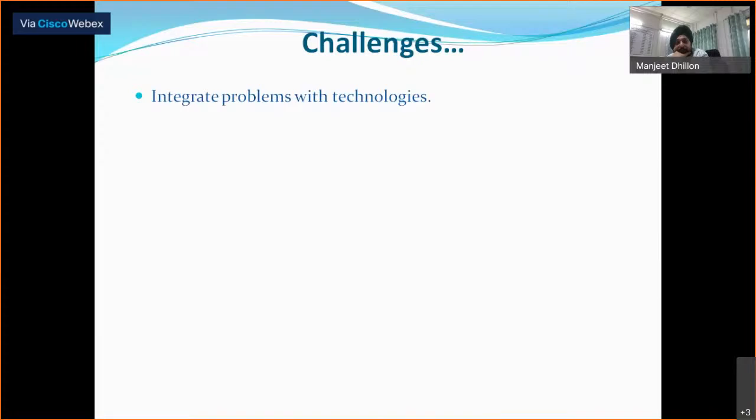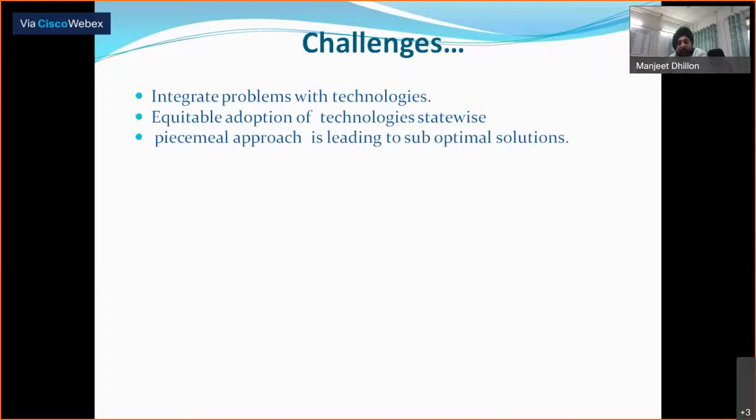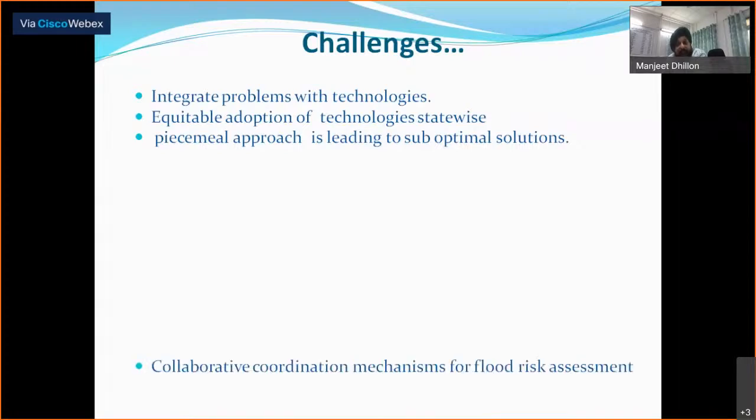Now I tried to list out the challenges yesterday, and you can see that the different states are at different levels of problems and different levels of technology adoption. They need to do equitable adoption of technologies. That is why a central organization like, for example, NIDM and GFCC can play a big role. And there's a piecemeal approach. That means they just repair an embankment at one place, and next year again it fails, and again they repair it. So this approach does not lead to an optimal solution. Instead of doing holistic morphological studies with the help of drone surveys or satellite imagery, that should be done by central agencies.